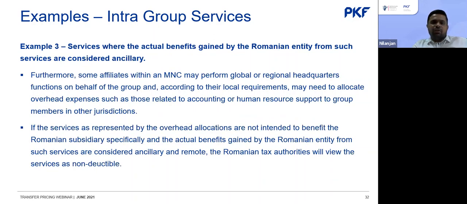All right, we go on to an example with ancillary services. In this case, some MNCs may perform functions on behalf of the group according to their local requirement and allocate overhead expenses such as those related to accounting and human resources to group members in other jurisdictions. If the services represented by the overhead allocation are not intended for the benefit of the Romanian entity, there's no way that the Romanian sub is going to pay for it. If there's still an arrangement where we are still paying for it, the Romanian tax authorities will view these services as non-deductible.